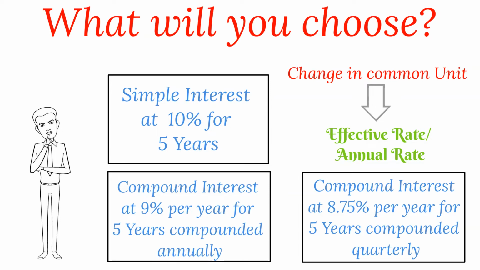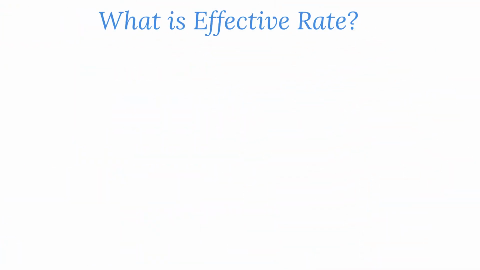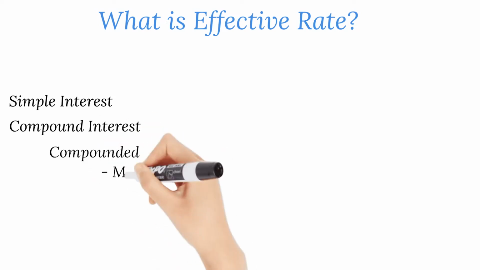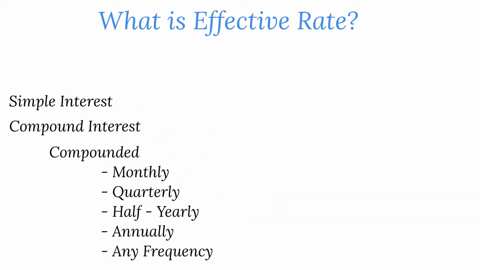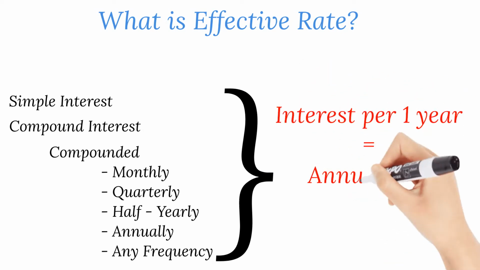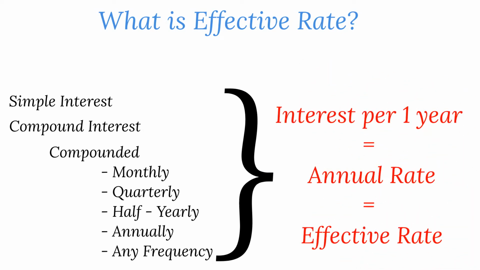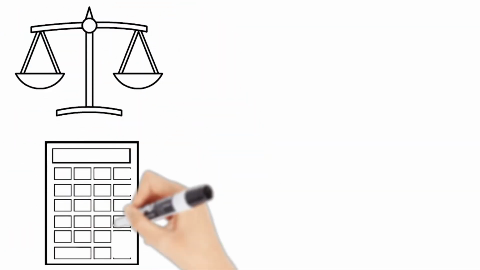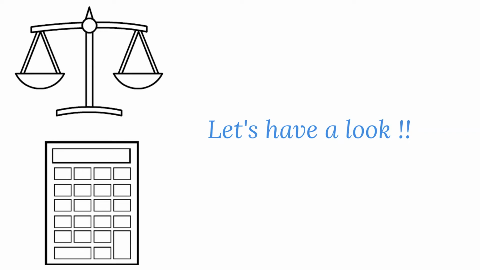Now, let's have a look about what this effective rate is. Any type of interest, be it simple interest or compound interest, which is compounded on a monthly basis, quarterly basis, half yearly, annually, or any frequency, all of these can be converted into a single unit. The single unit is interest per 1 year, which is nothing but our annual rate or effective rate. Now let's have a look about how to convert and calculate simple and compound interest into effective rate.